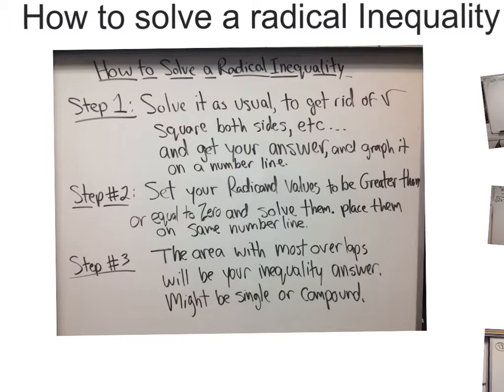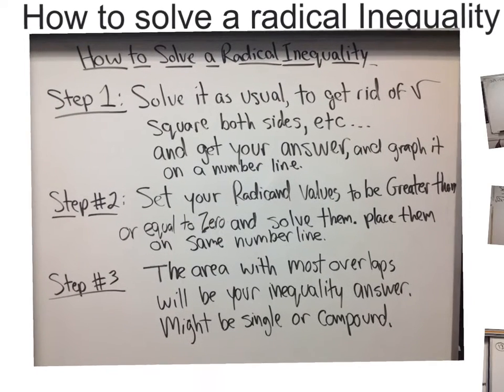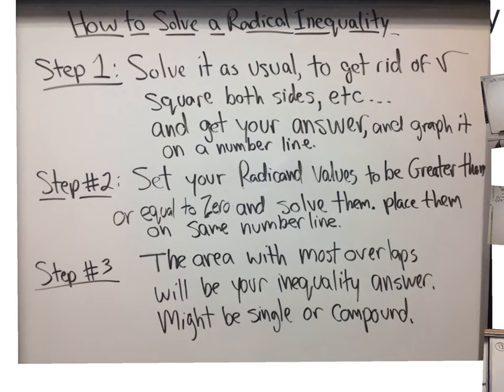All right, guys, so how do you solve a radical inequality? I wrote down these steps this morning so you guys could have a better feel for it. Last week I told you to just think about it, but this week we have a better understanding with these steps that we jotted down today. Step one, solve it as usual to get rid of the square root. Square both sides, or if you have a cube root, cube both sides.